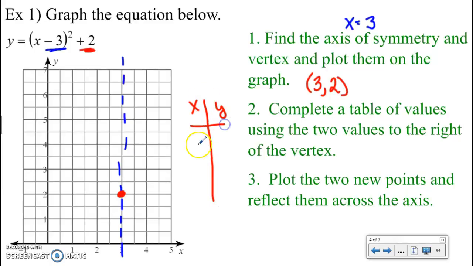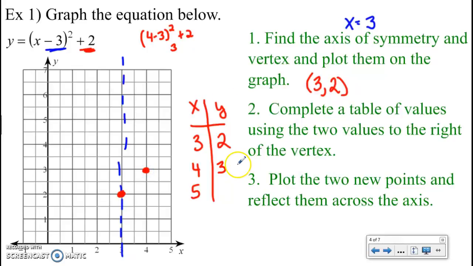Second step, we're going to make a table just like we did in standard form. So remember, if I'm starting at 3 and I step over 1, I end up at 4. And if I step over 1 again, I end up at 5. I need to plug those in to find the y values and then plot those. Okay, so we're going to do (4 minus 3) squared plus 2. And I end up getting 3 for an answer. Just like we did, please put that in your calculator and save yourself some time with calculations.